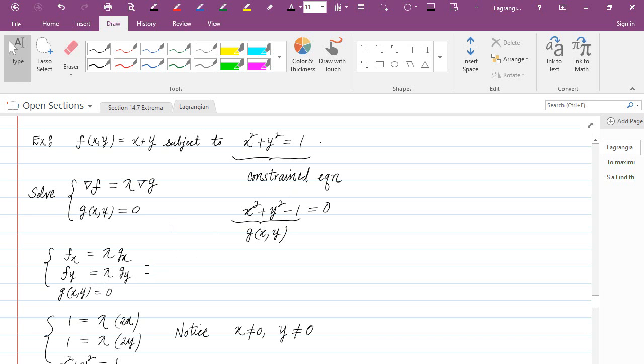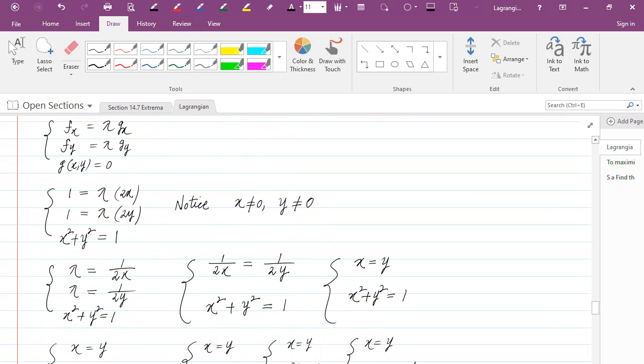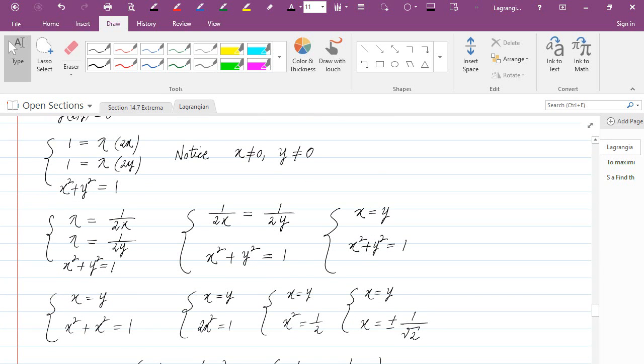So we get the system of equations: 1 is lambda times 2x, 1 is equal to lambda times 2y, and x squared plus y squared is equal to 1. Okay, so this is the system of equations that we have to solve. First note that x couldn't be 0, because if x is 0, then we get 0 on the right, but the left hand side is 1. Similarly, y couldn't be 0. So neither x is 0 nor y is 0.